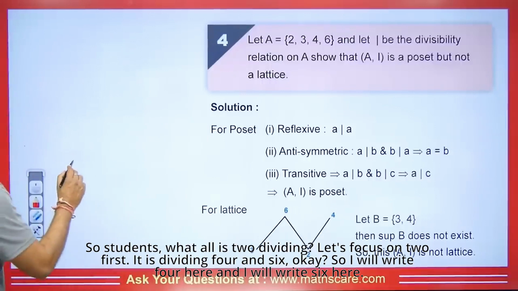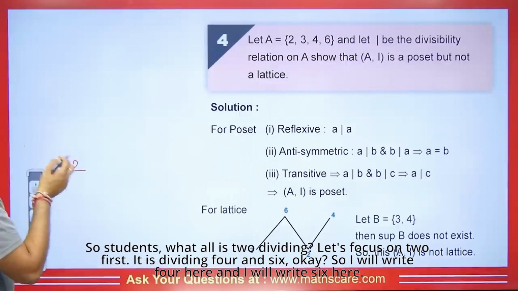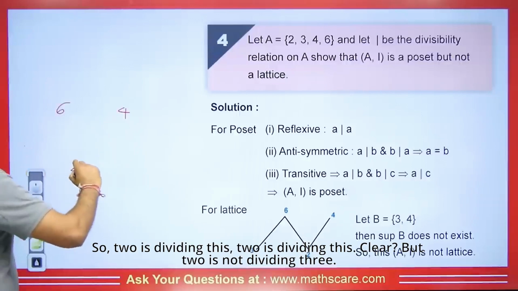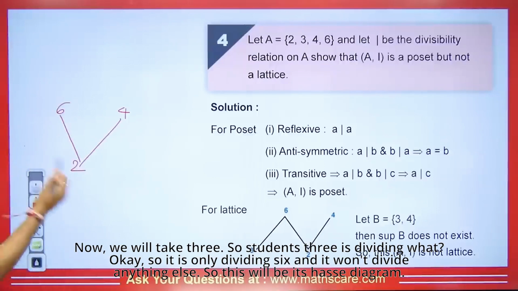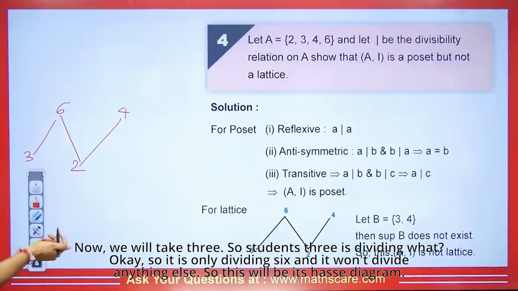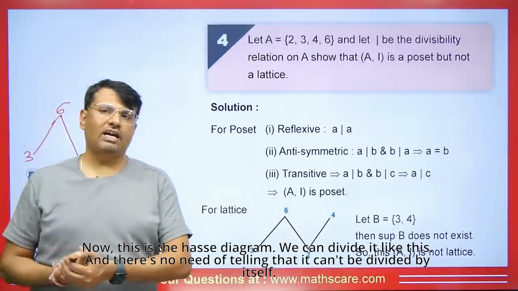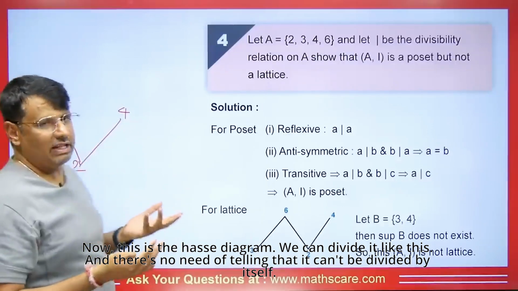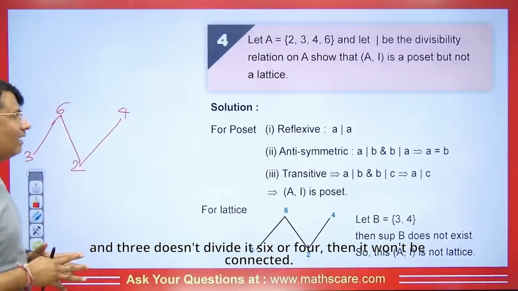See here. So students, what all is 2 dividing? Let's focus on 2 first. It is dividing 4 and 6. So I will write 4 here and I will write 6 here. So 2 is dividing this, 2 is dividing this. Clear? But 2 is not dividing 3. Now we will take 3. So students, 3 is dividing what? It is only dividing 6 and it won't divide anything else. So this will be its Hasse diagram. There's no need to mention that each element divides itself. And 3 doesn't divide 4, so it won't be connected.